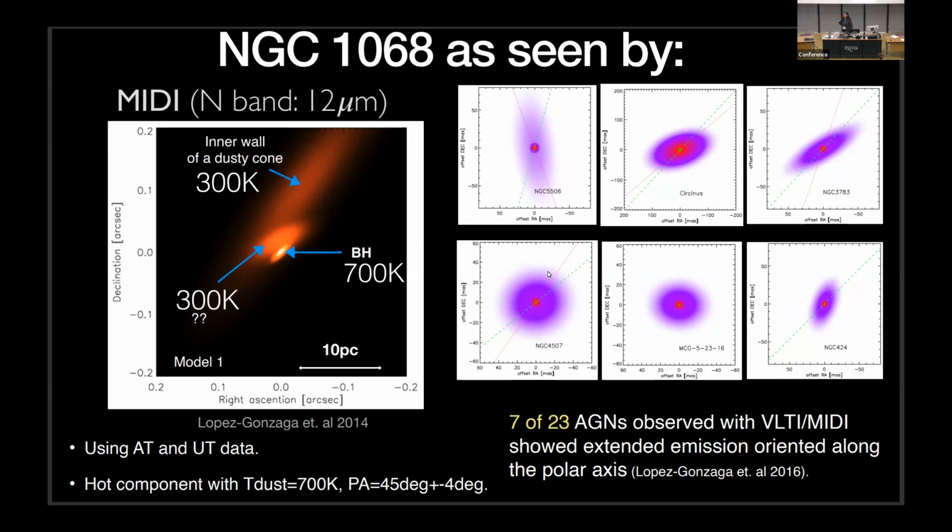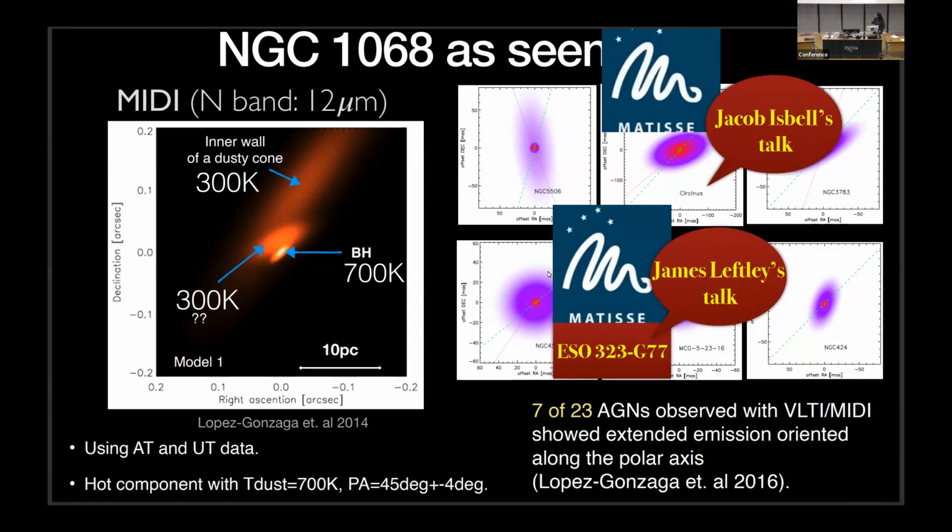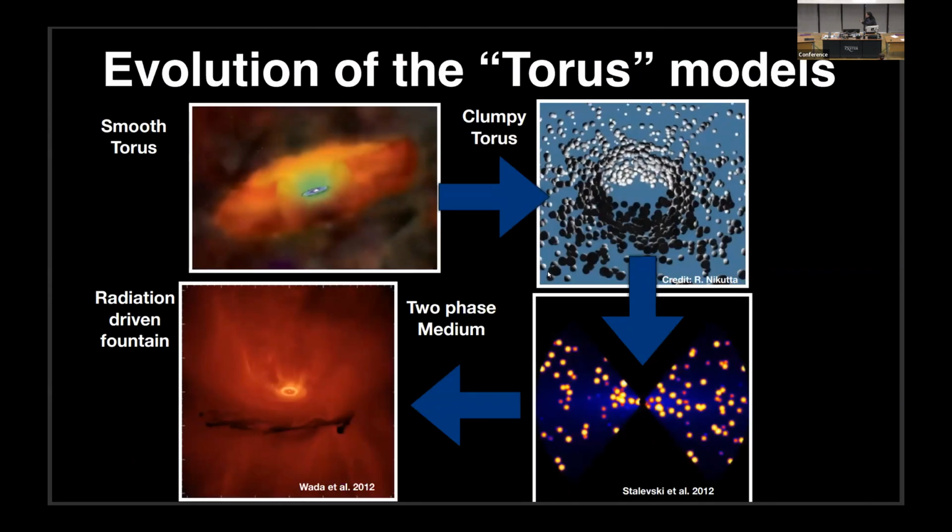Further studies of AGNs with MIDI found that many AGNs, in this case 7 of 23 AGNs that were studied, had this extended emission, and that it was usually towards the polar regions. If you want to hear about the MATISSE results of Circinus, you need to listen to Jacob's talk, and of ESO 323-G77, James' talk. I think they're both later today.